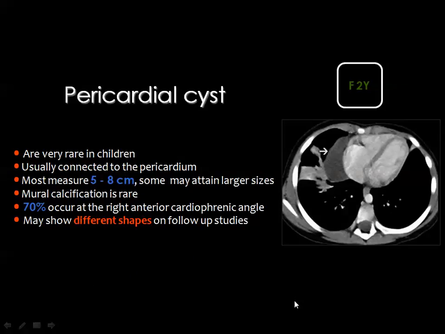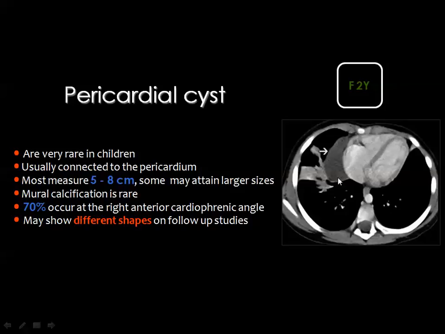Then the pleuropericardial cyst is a cyst which is very rare in children. It is usually related to the pericardium, commonly seen in the anterior cardiophrenic angle, usually present on the right side. This cyst measures in the range of 5 to 8 centimeters in diameter. It shows typical cyst criteria, but may contain calcium and may contain internal septations.